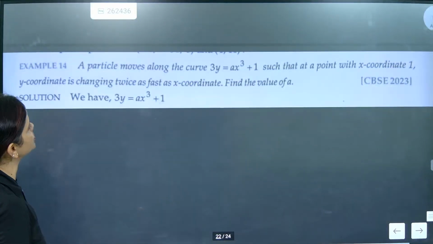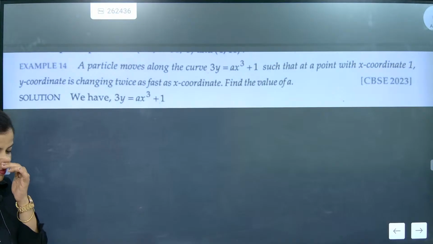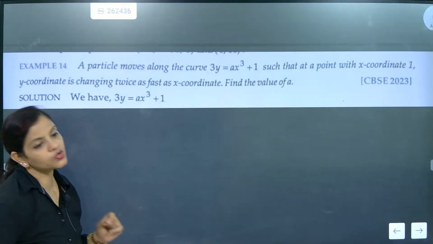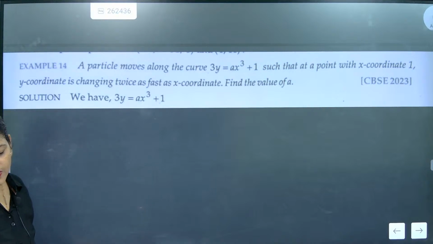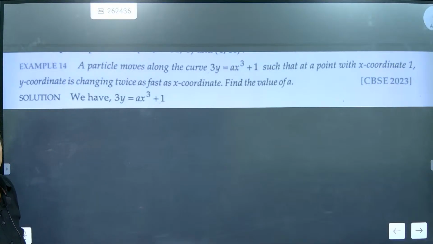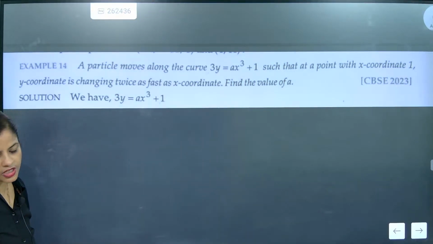This is your next question, the same type of question, but this is a very special question for you because this question already came in the board exam. The year this question came is 2023. So if this question came in 2023, it means 100% this question is important for you. Shall we do this question, children? Okay, shall we go for this question, beta?